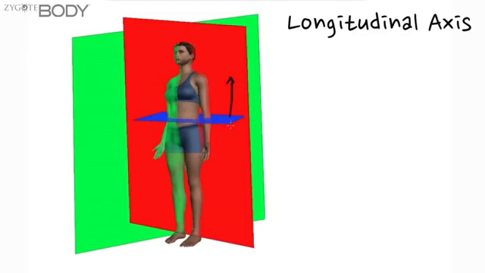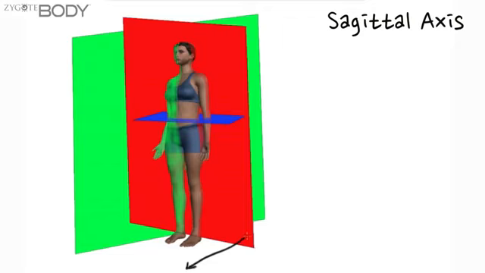So now we're going to discuss the three body axes using the three body planes that we have here. The first one is the vertical or longitudinal axis, as I'm drawing here. In the standing position, this axis will run through the body craniocaudally, meaning from the head to the tailbone, and is perpendicular to the ground. It lies in the intersection of the coronal and sagittal planes.